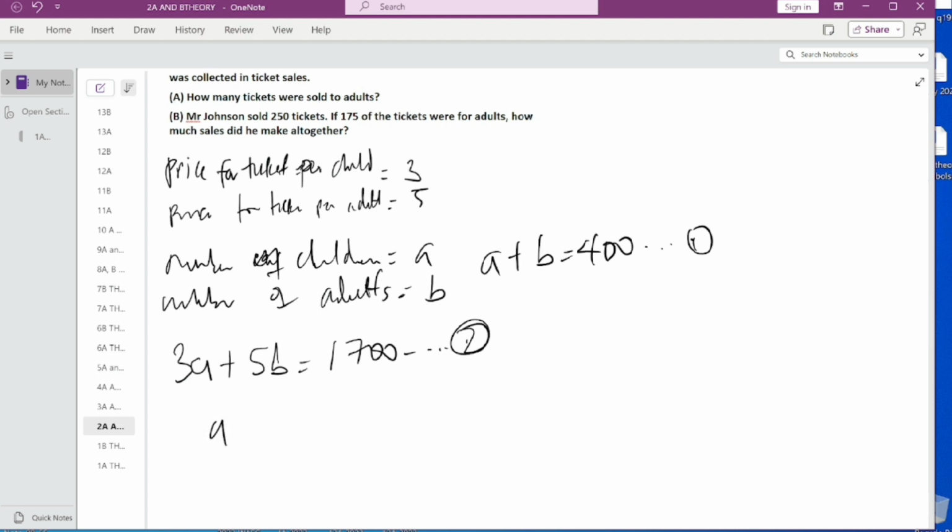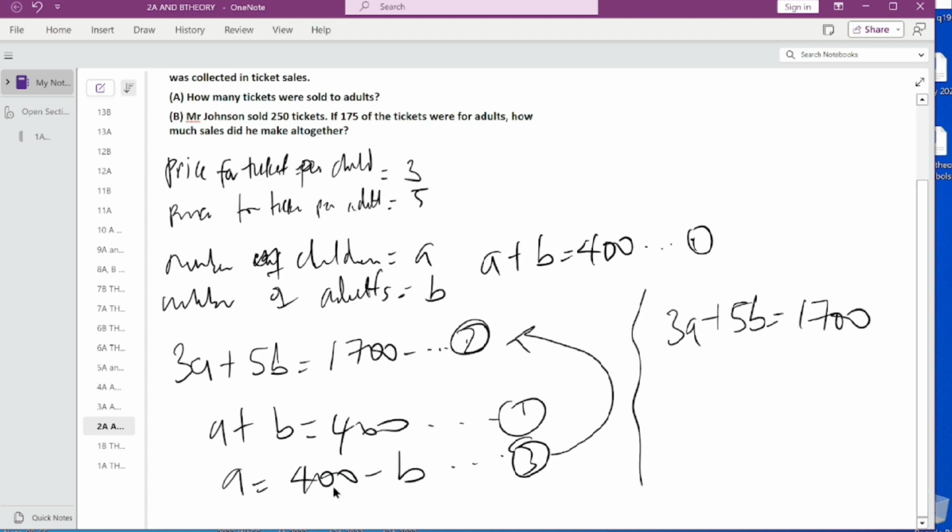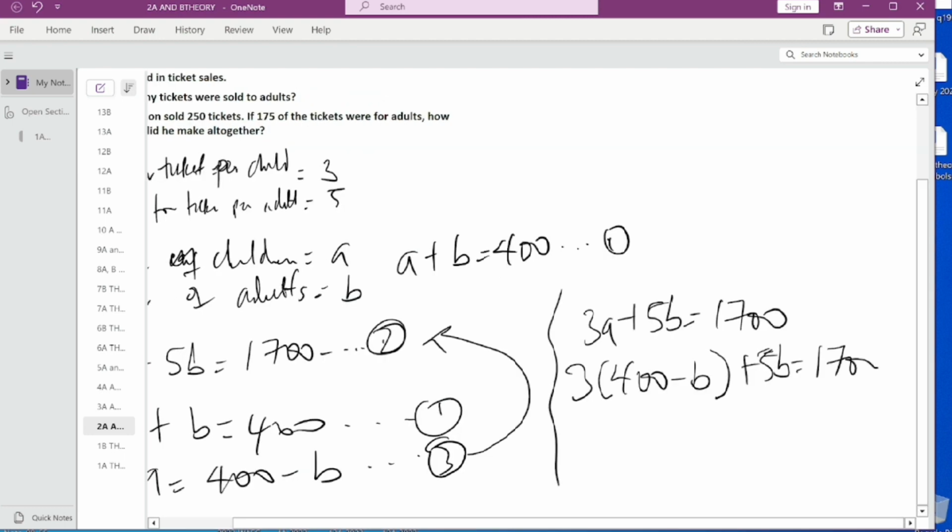So we have A plus B equals 400. Say A equals 400 minus B. That's equation 3 derived from equation 1. We now substitute it into equation 2. And equation 2 says 3A plus 5B equals 1,700. Equation 3 shows that A is 400 minus B. So we have 3 into open bracket 400 minus B close bracket plus 5B equals 1,700.